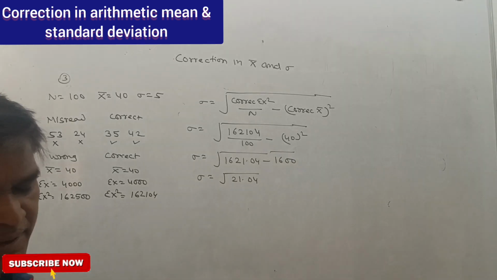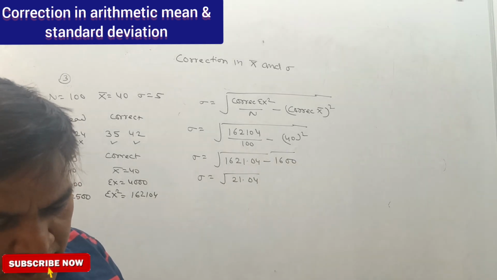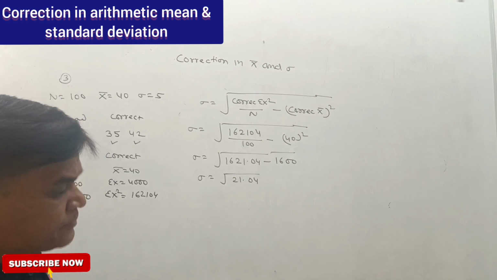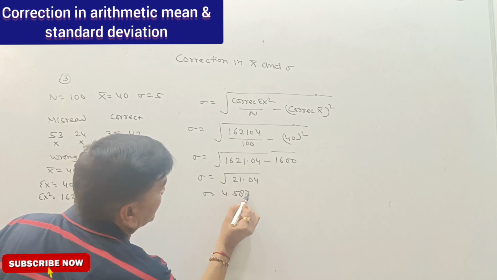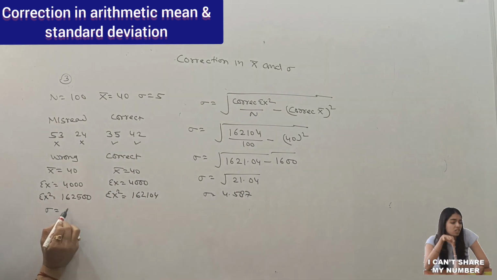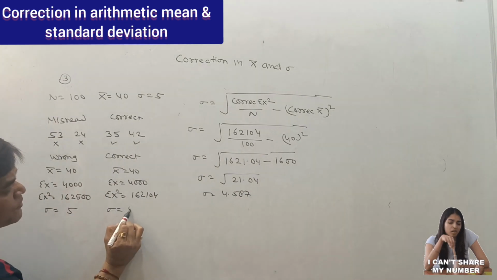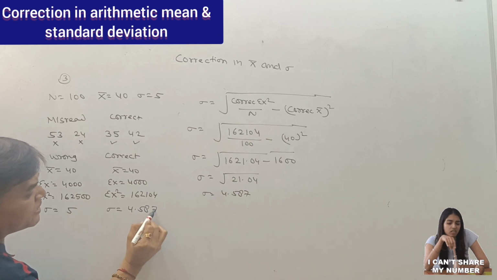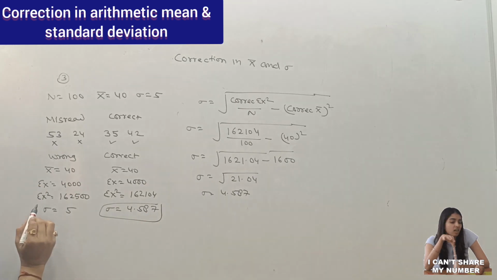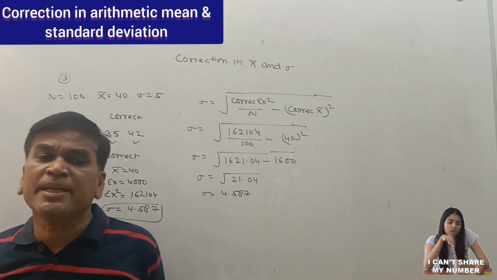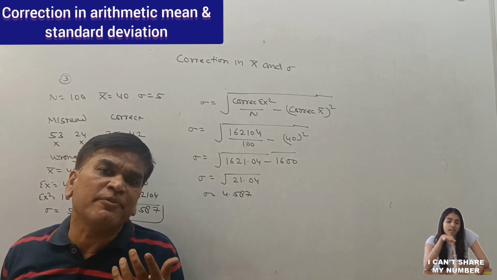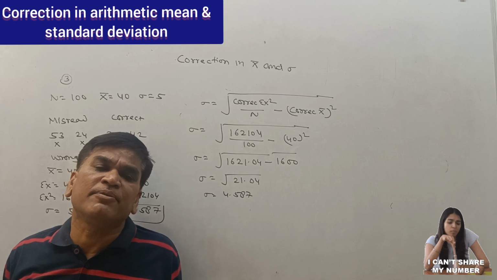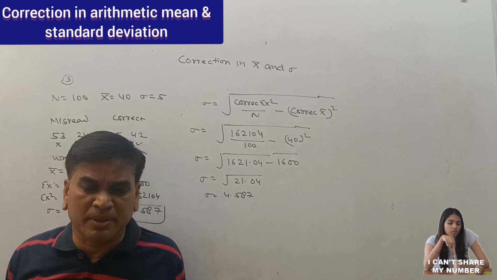So the correct value will be 4.587. The wrong standard deviation was 5, the right standard deviation is 4.587. So in this manner, if any correction is required, we can solve it very easily, step by step.